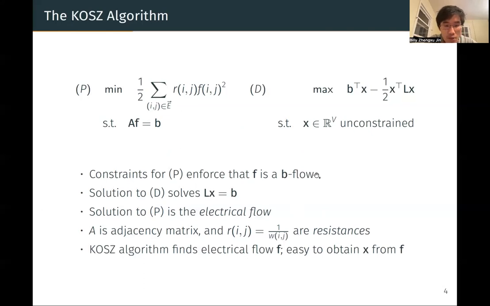And what the KOSZ algorithm does is it finds an electrical flow f. And it turns out that once you have an electrical flow f, you can easily convert it to a solution of Lx equals b via convex programming duality.